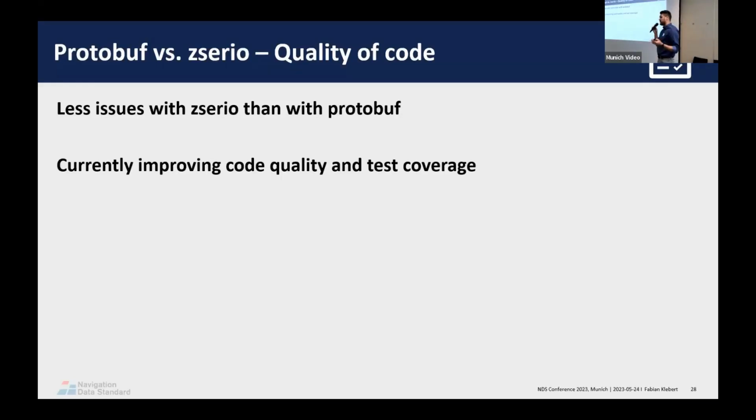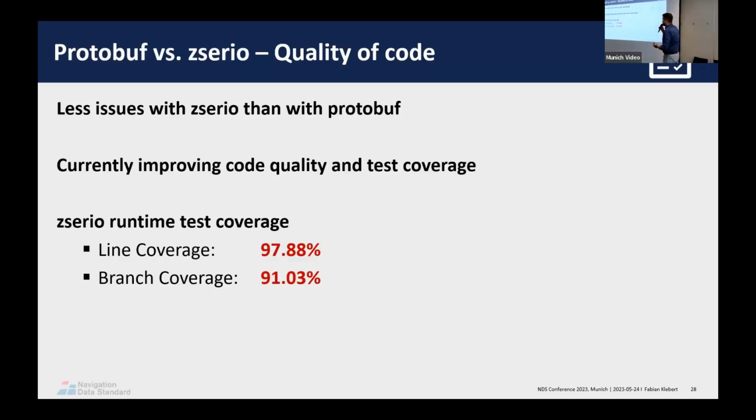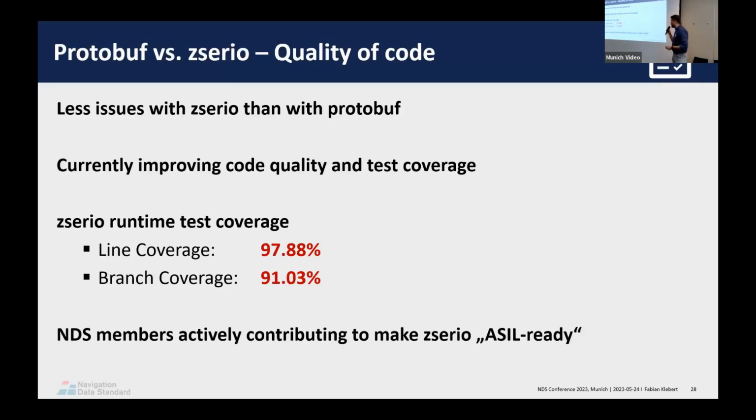And this is of course one big advantage of maintaining it ourselves: we can fix it more easily. We don't need to fork Protobuf, fix everything, and then, when they make an update, do the whole thing again, and so on. At the moment, line coverage of Serial is around 98%, branch coverage around 90%. The ultimate goal is to reach 100% on both. But yeah, we're getting there.